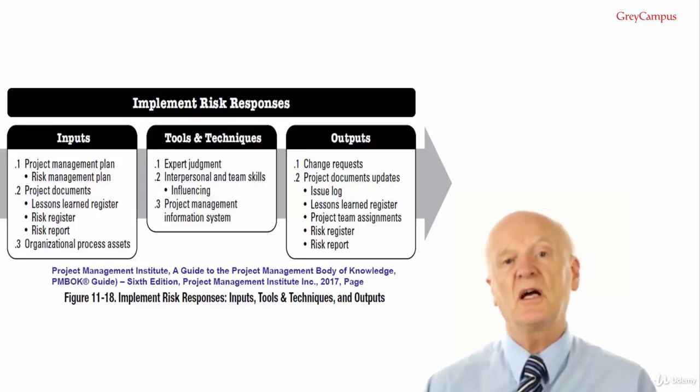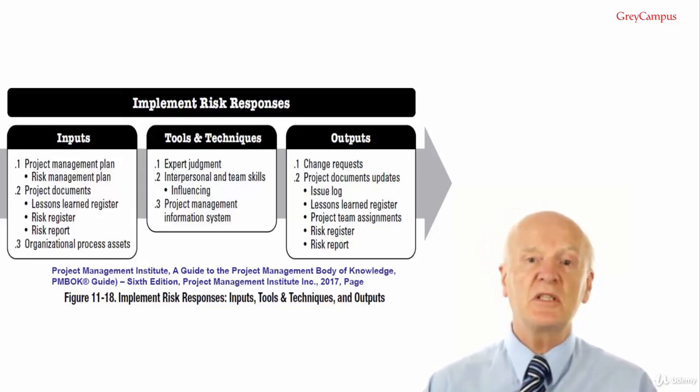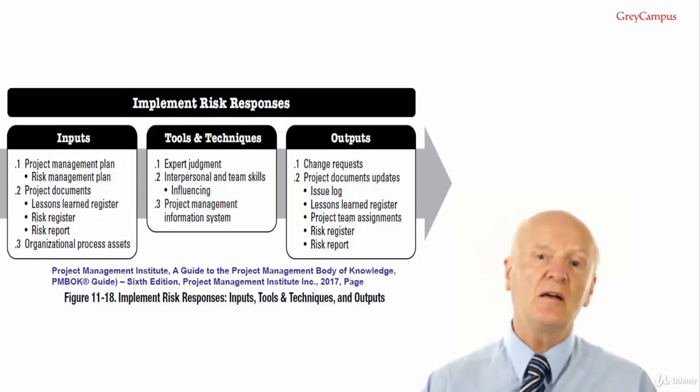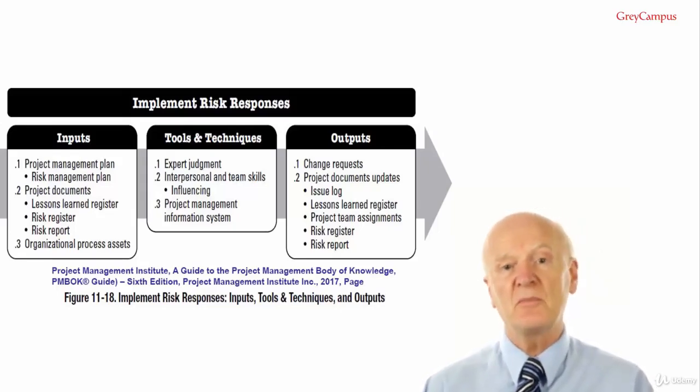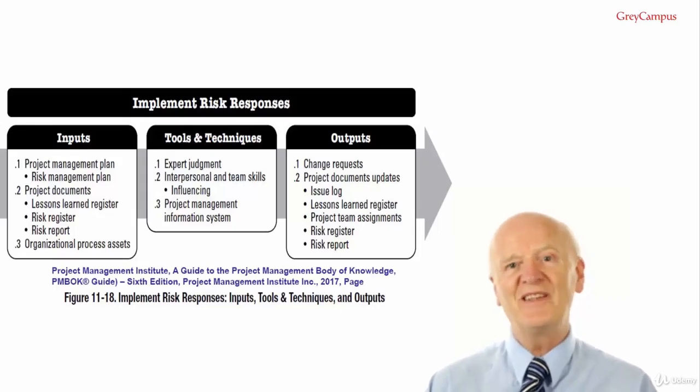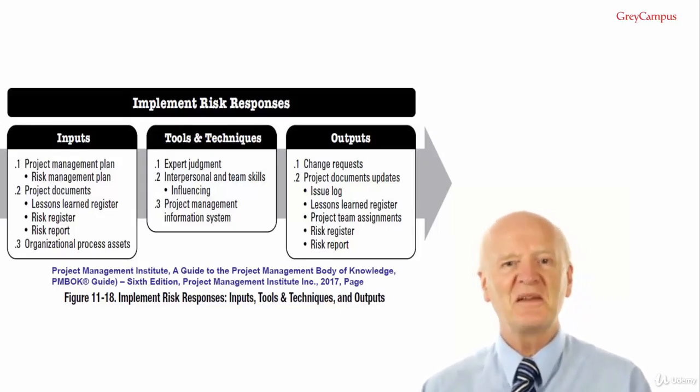Implement risk responses. Output number 1. Change requests. Implementation of risk responses may result in a change request to the cost and schedule baselines or other components of the project management plan. Change requests are processed for review and action through the Perform Integrated Change Control process.